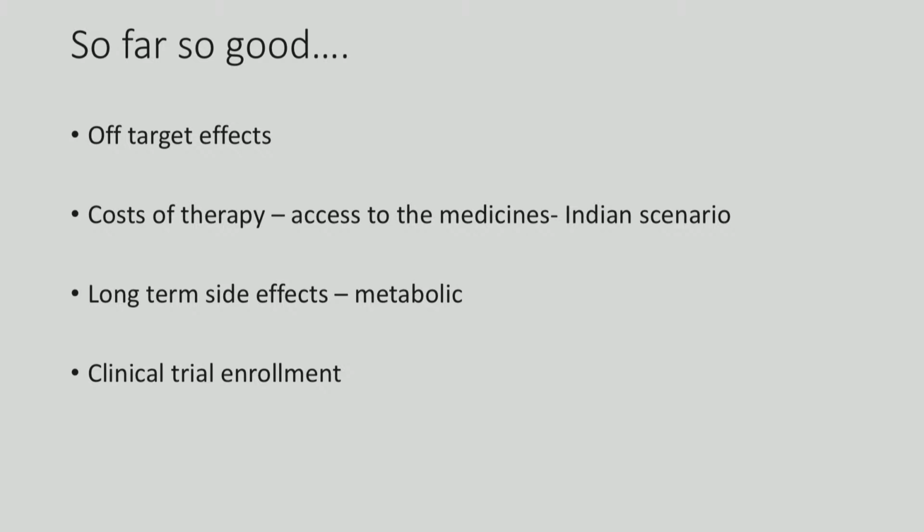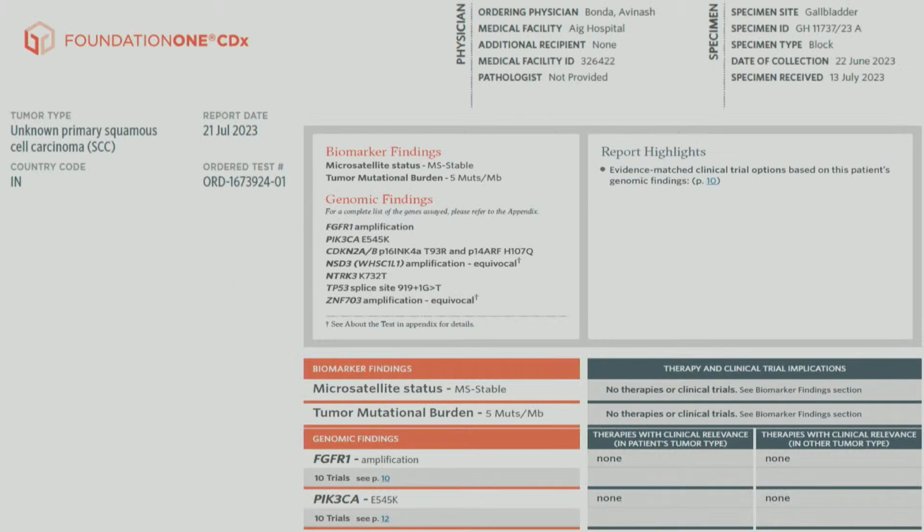And coming to the cost of therapy, access to these drugs in the Indian scenario is 10%. The Foundation One Medicine test, which we did, costs around 2.7 lakhs. The patient was very insistent on doing it, which is why we had to do it. But just imagine how many of our patients can actually afford this. It's not the therapy, it's the cost of this test, the NGS.